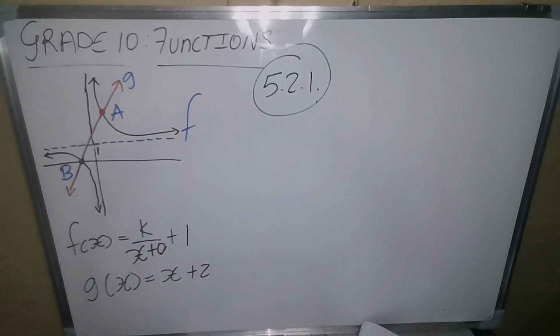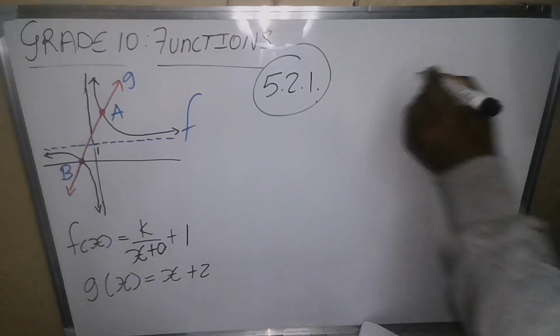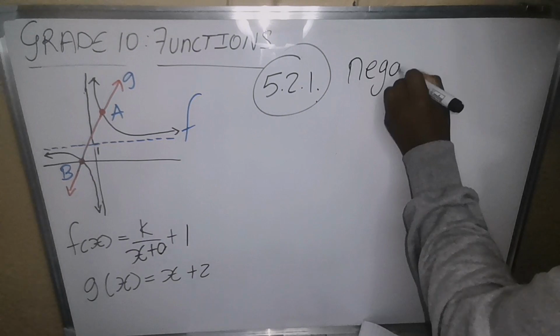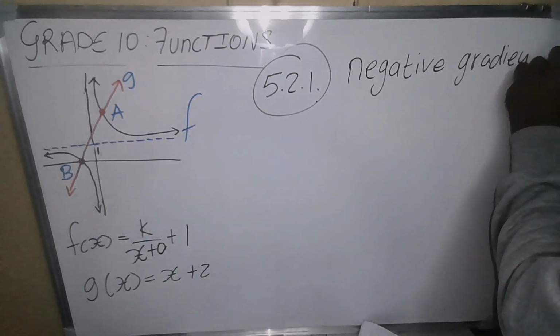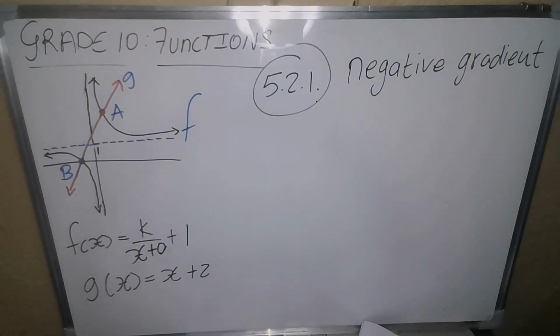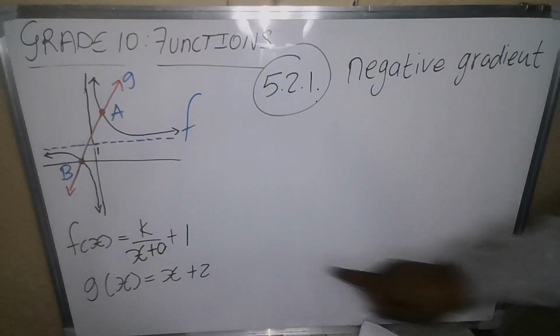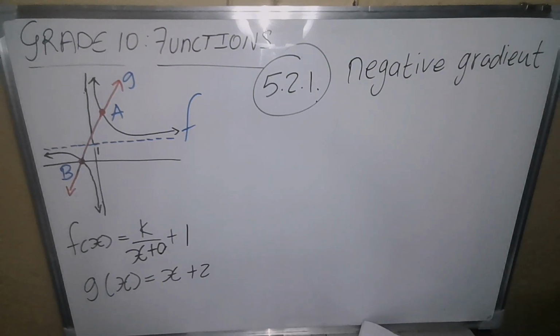5.2.1: determine the equation of the line of symmetry for f that has a negative gradient. Negative gradient, very important. So the equation of a line of symmetry of a hyperbola graph that has a negative gradient. Very important. This is the equation if you want to find the equation of a line of symmetry of f that has a negative gradient.